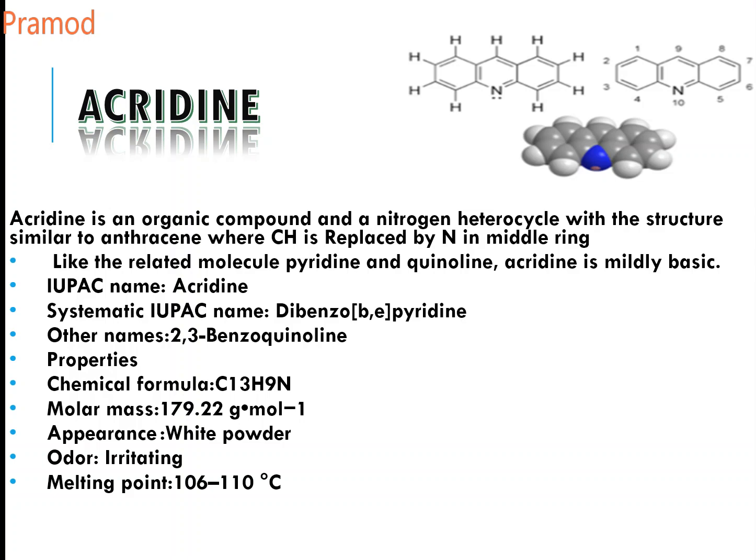If you see the numbering, let's go by the numbering. 1, 2, 3, 4, followed by 5, 6, 7, 8. The two benzene rings are numbered first, then 9, 10. Remember the numbering of acridine: 1, 2, 3, 4 to the benzene ring, 5, 6, 7, 8 to the next benzene ring, and 9, 10. And the 10th one is nitrogen. So the numbering is slightly different. Remember this.